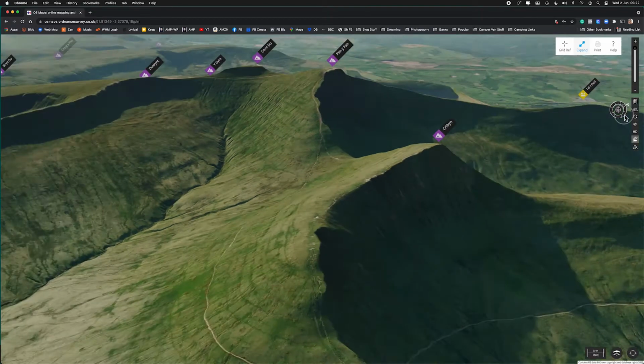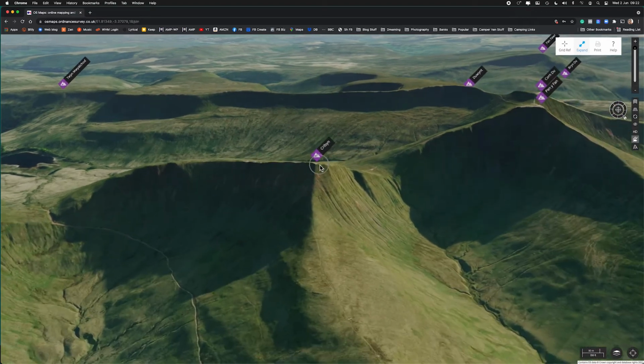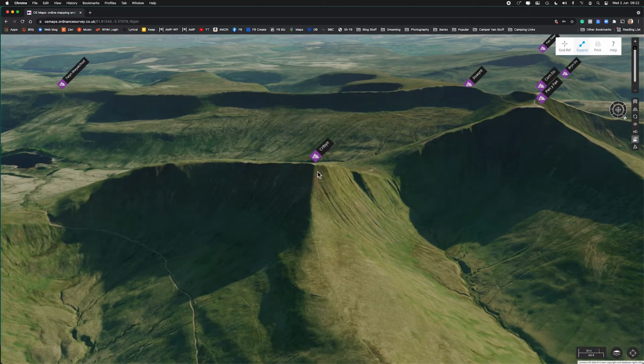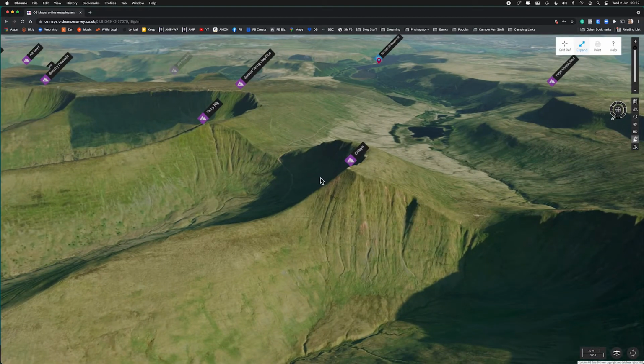If I turn it round again and just move the map a little bit, we can see contour lines on this side of the map were very close together, and on this side of the map were very close together, and on this side of the map were very close together, therefore it's a much steeper slope. But if I turn the map around, we've got a steep slope that side and a gentle slope that side.